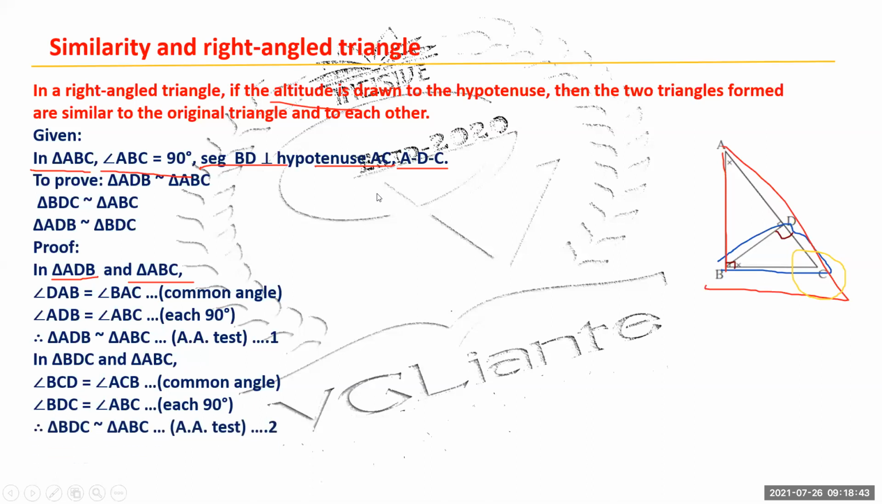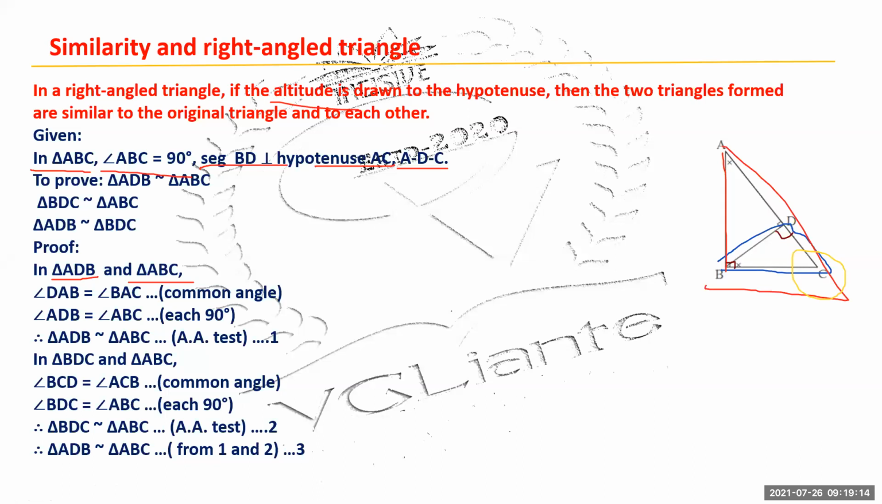So therefore, you'll get triangle BDC is similar to triangle ABC by the angle test. Is this clear? So therefore, triangle ADB is similar to triangle ABC.